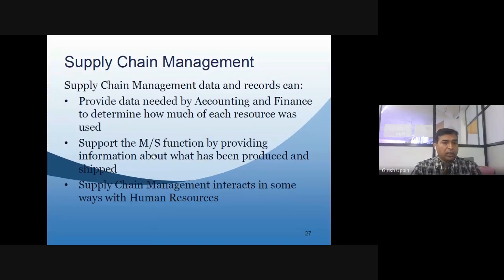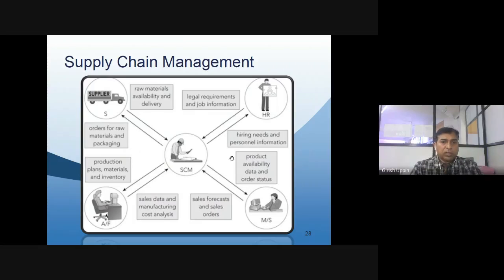They support the marketing and sales function by providing information about what has been produced and shipped. So they have to tell what has been produced and what has been shipped. That information should be provided to marketing and sales. Supply chain management interacts in some ways with human resources. All these departments have to interact with the human resource department with their requirements for the job. So if they require more human resources, what kind of skill, that interaction they have to do with the HR. So in every slide you are going to see the legal requirement of the job to the HR, and hiring needs and personnel information.